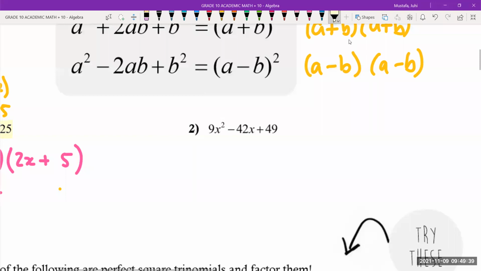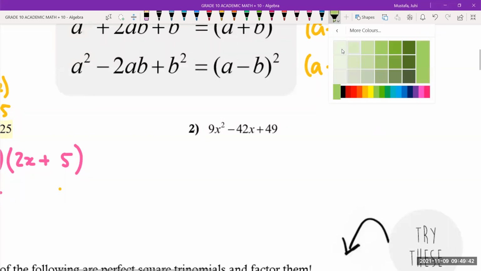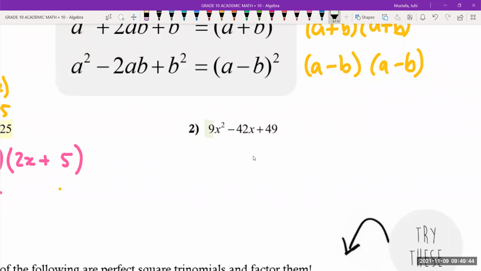Okay, so good questions. Let's see if what we're talking about works. See the first question, that's a perfect square because I know when you take the square root of 9, it's going to give you a 3. See the last term, it is also a perfect square because I know when I take the square root of 49, it's going to give me a 7. If I multiply 7 times 3 times 2, I should get the middle term. So what's 7 times 3? And what's 21 times 2? 42. So it seems like this is a perfect square trinomial.